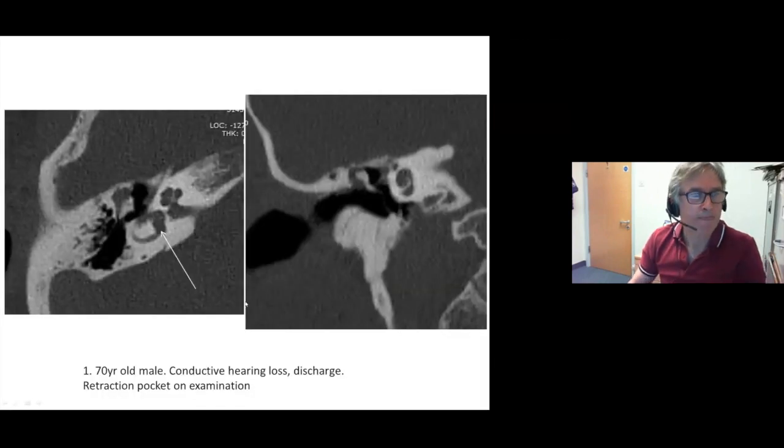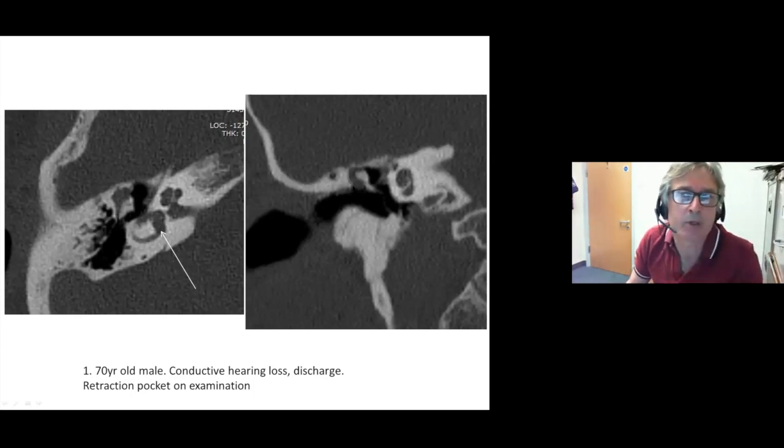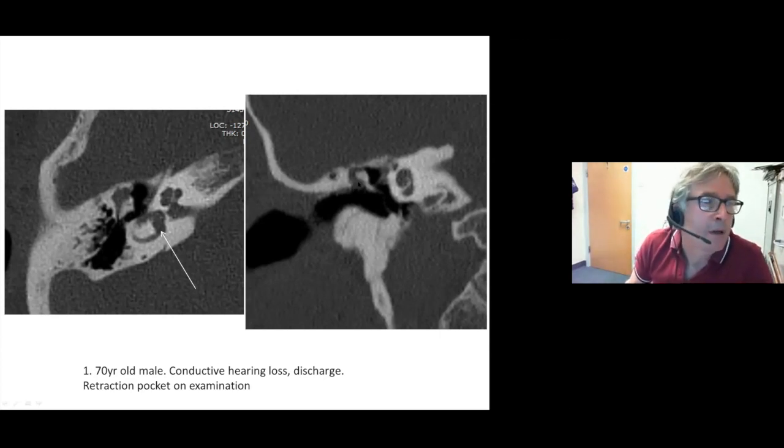Here we go. So first case is our 70-year-old male with conductive hearing loss, discharge, retraction pocket on examination. I guess the radiological findings that I was after is that we've lost our nice pointy scutum here. So we've got erosion of scutum. If we look at the axial images, we can see a soft tissue mass. And this is it on the coronal images. And it's that typical location for a pars flaccida cholesteatoma. So it's a cholesteatoma, and it's also eroding the head of the malleus.